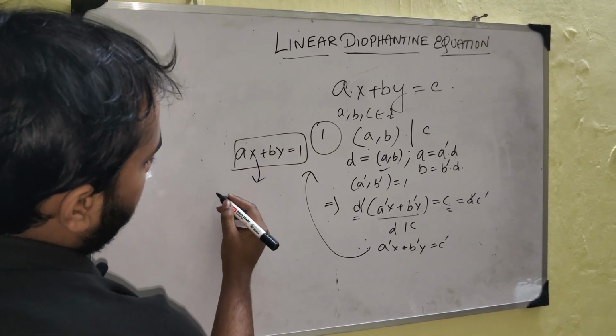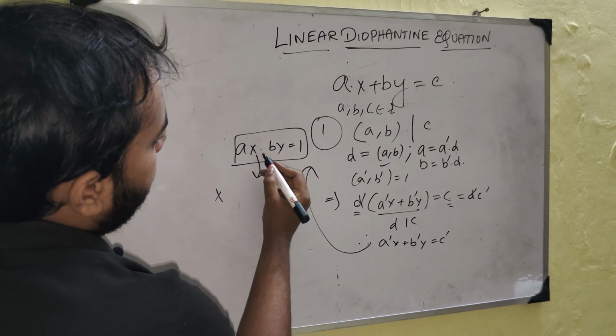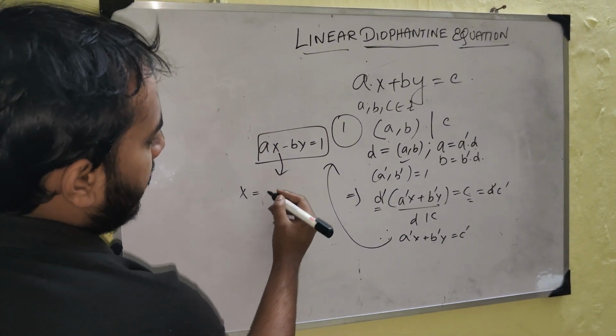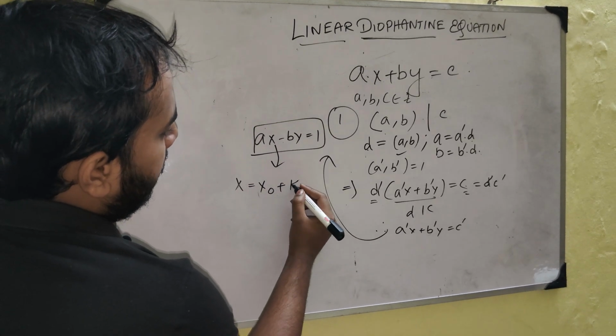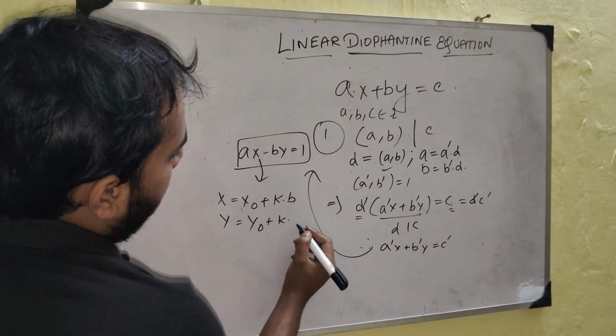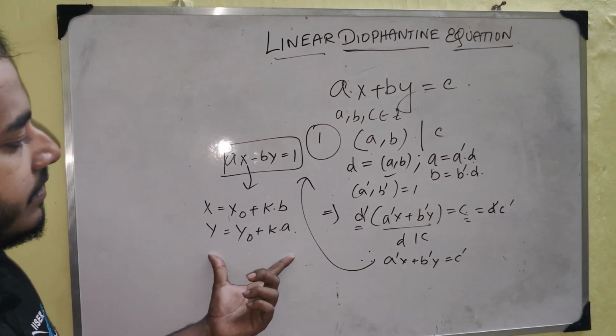And this has infinitely many solutions. So you can rather write ax minus by equals to 1. That would give me a better way to do this. So the answers are like this: x naught plus k into b, and y should be y naught plus k into a. Now what is this answer?